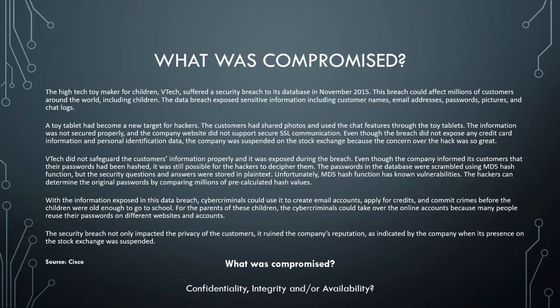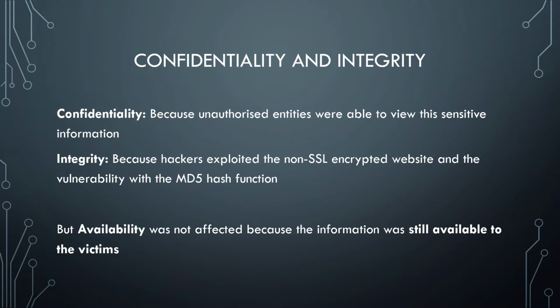Okay, so now we're doing some quick analysis. Did this breach compromise the confidentiality, integrity, and/or availability aspects? Well, it is both the confidentiality and integrity. For confidentiality, this is because unauthorized entities were able to view the sensitive information, and integrity because hackers exploited the non-SSL encrypted website and the vulnerability with the MD5 hash function. But availability, however, was not affected because the information was still available to the victims.